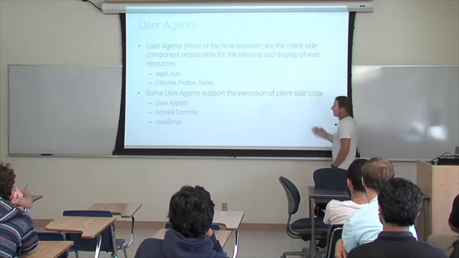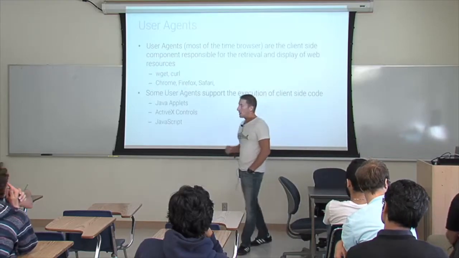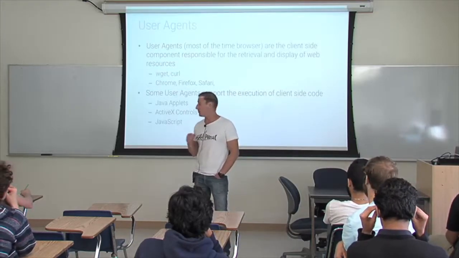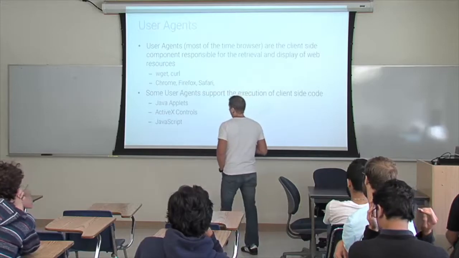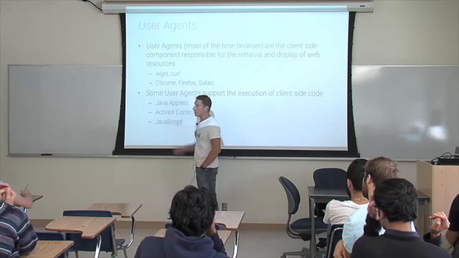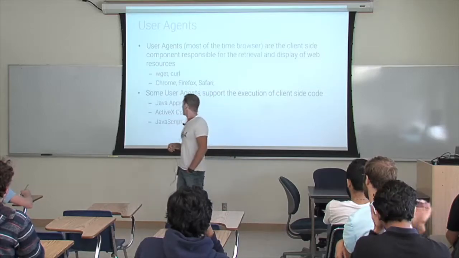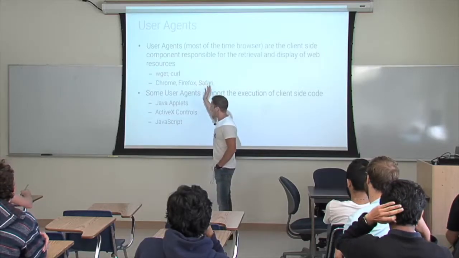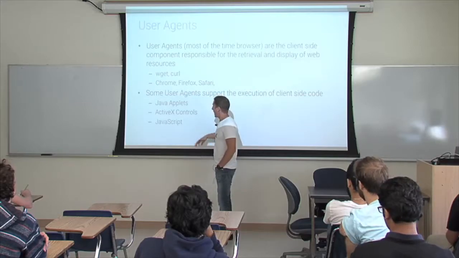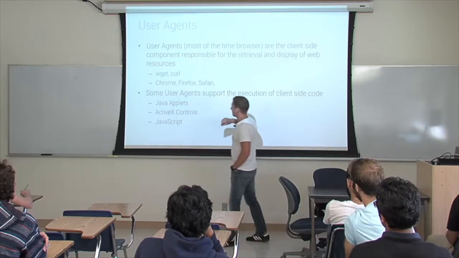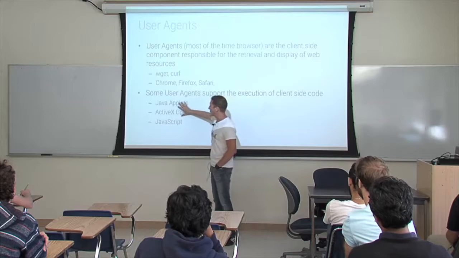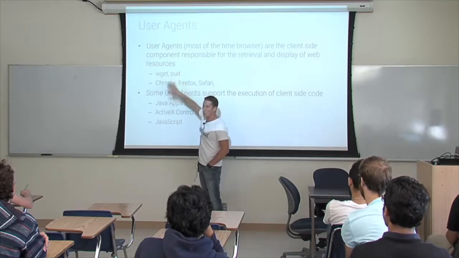User agents, of course, are your browsers, and they're the ones that you use for resources. wget and curl are command line ones that are super useful when you're doing some hacking. Of course, you have the classic browsers. And as you will see, some user agents support the execution of code. Usually the command line ones don't.